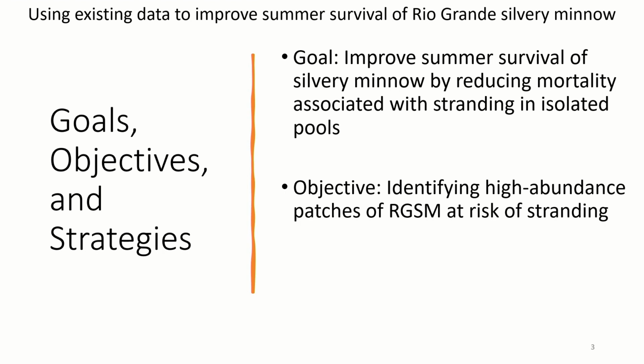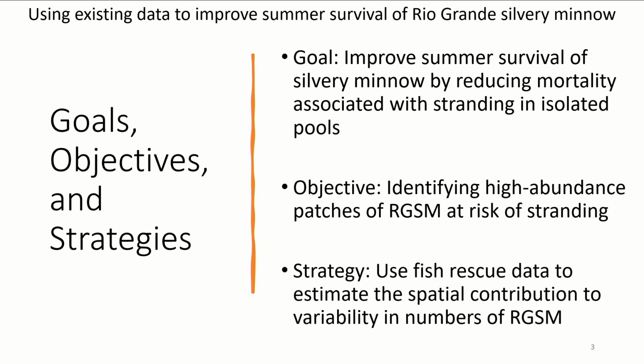And to do that, I wanted to identify areas of high abundance. They were also subject to a high risk of stranding when there's channel drying. The specific strategy I used was to use the fish rescue data and see if we could pull out any of the variability in the numbers of fish that are stranded, and see if any of that's attributable to the location you're in the river.